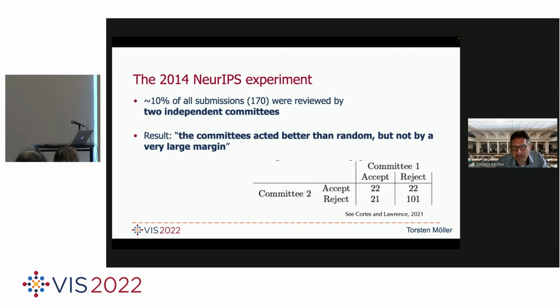The result here was really surprising, even for the people who ran it. 50%, truly 50% of the papers that were accepted in one of the committees were rejected in the other committee. And here I quote the paper: the committees acted better than random, but not by a very large margin. And that really came as a surprise to a lot of different people.